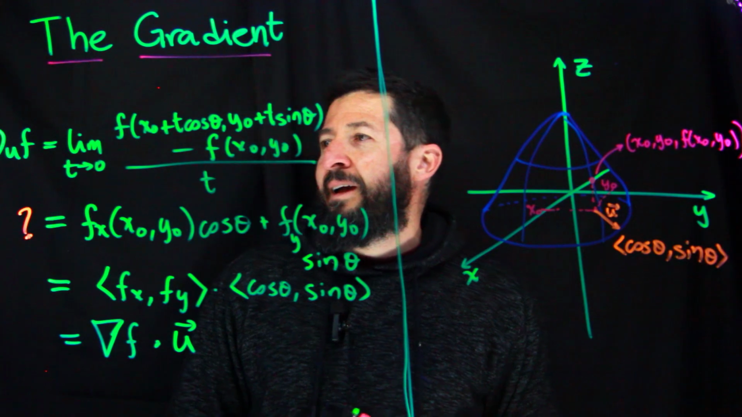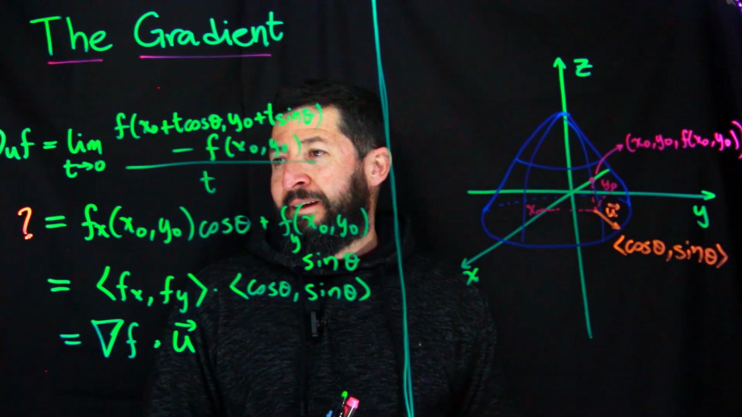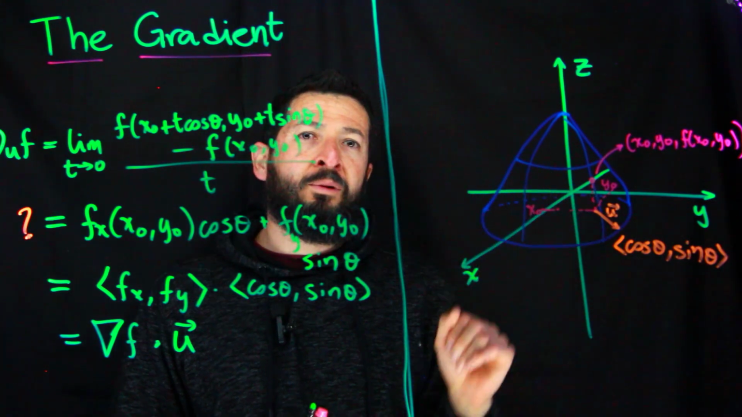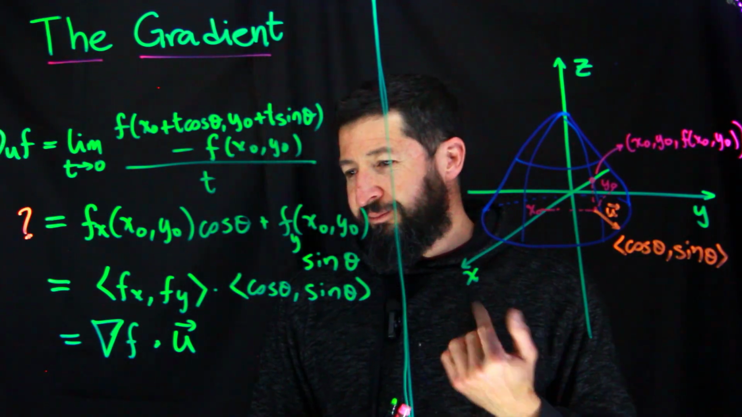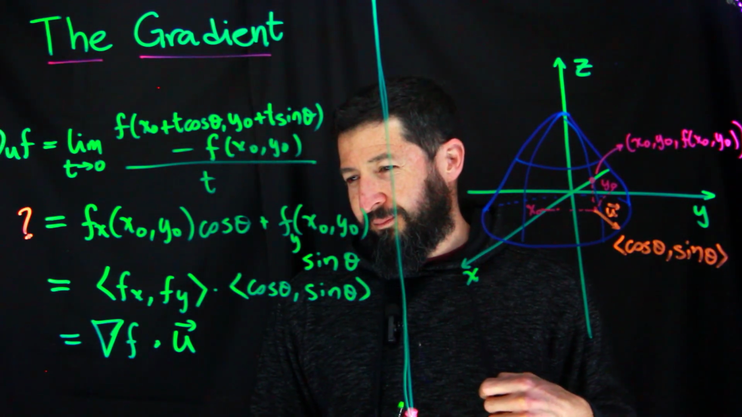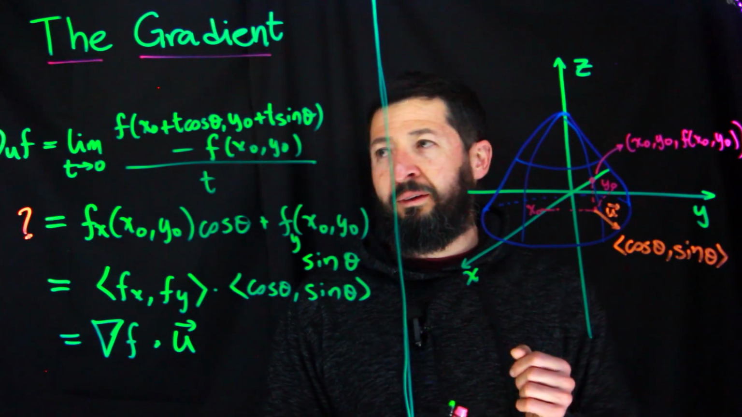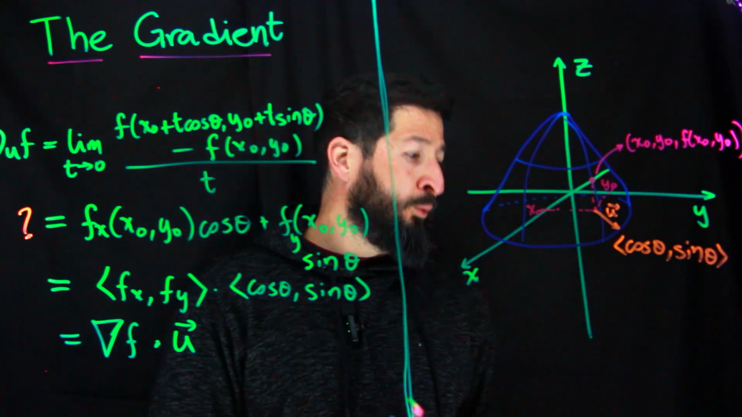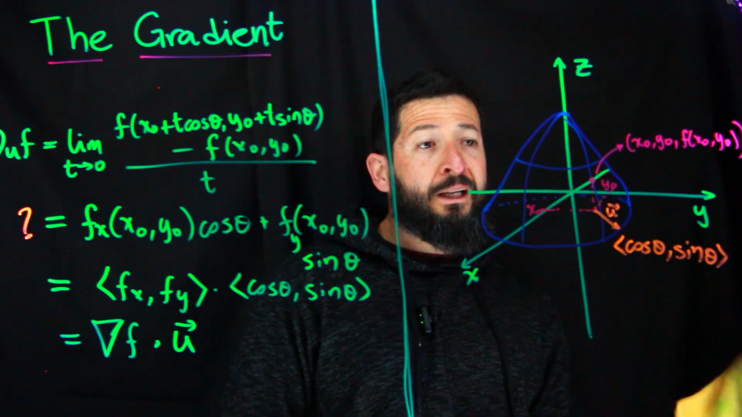I'm going to erase here. And then we're going to go ahead and compute an example of the directional derivative. And then I'm going to prove a few properties for the gradient. And I think that's what the video will be about. So let me erase this real quick and I'll be right back.